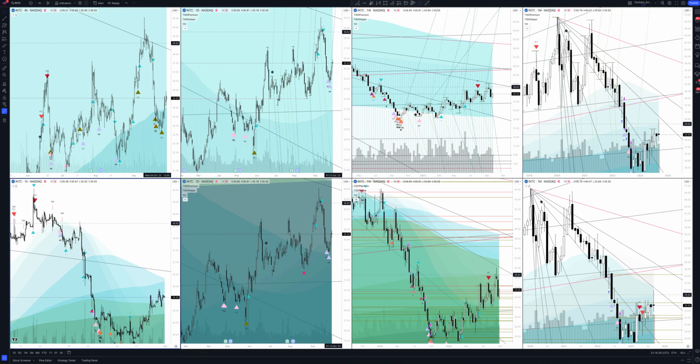Today we will take a look at Intel Corporation stock. Let's analyze the market situation and find out how you can make money on it. Let's start.